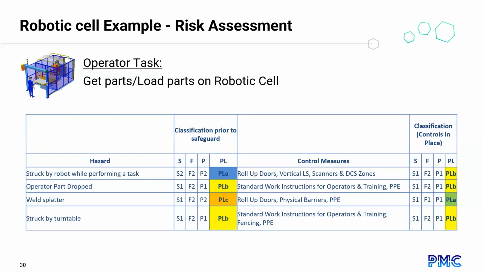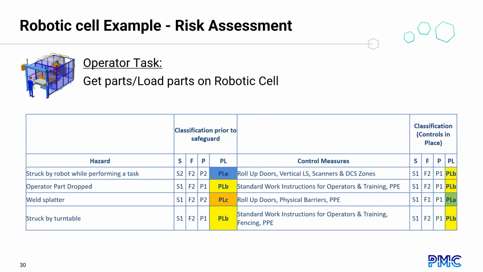So in the first line, we have the hazard of the operator being hit by the robot while the robot performs its activity. Here we have the severity grade S2. It's a serious injury, and it can even cause a fatality. The frequency is F2 because the operator is constantly, minute to minute, loading this station. And the possibility of avoiding is also P2. There is no way to avoid it. So we obtain the performance level PLE. That's a very high risk to the operator.